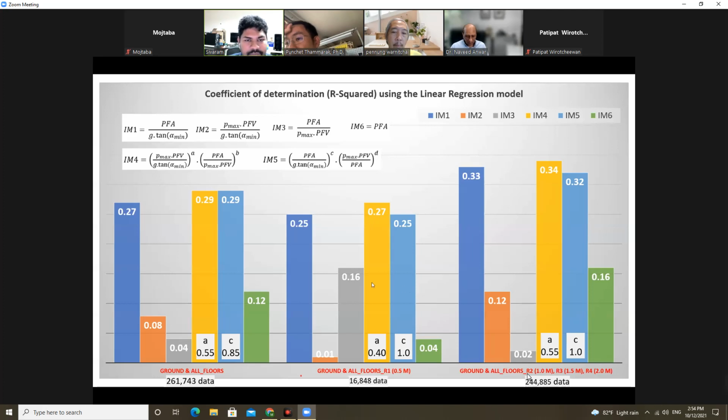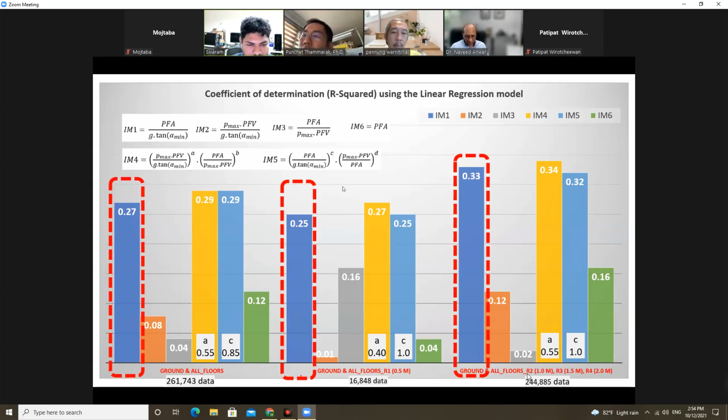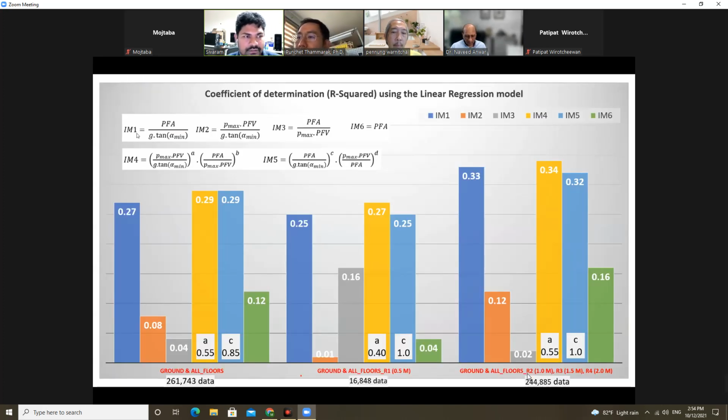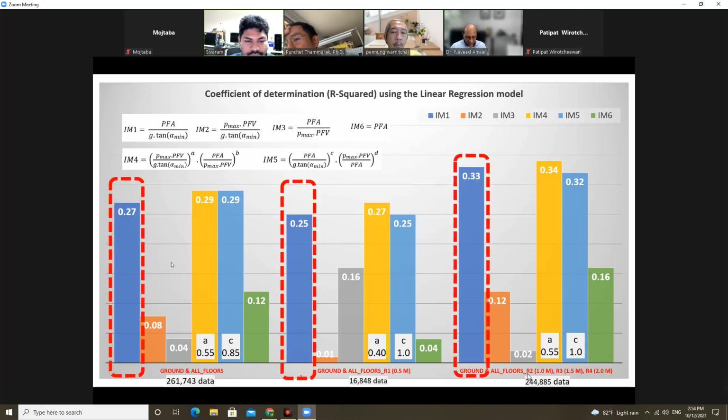And this is the summary for all types of intensity measures. So IM1, IM2, IM3, IM4, IM5, and IM6. IM4 and IM5 are combinations of IM1 and IM2. Here we can see almost IM1 and IM4 have somewhat similar R squared values. So from this result, we can clearly choose that IM1 is our best intensity measure.